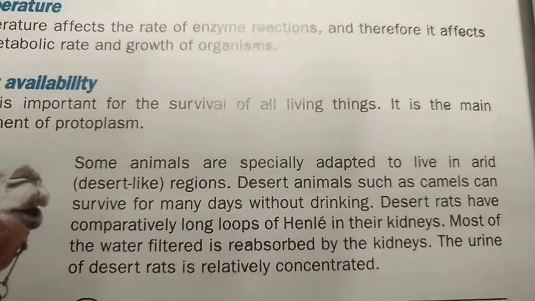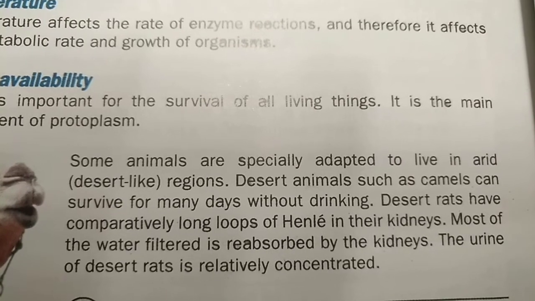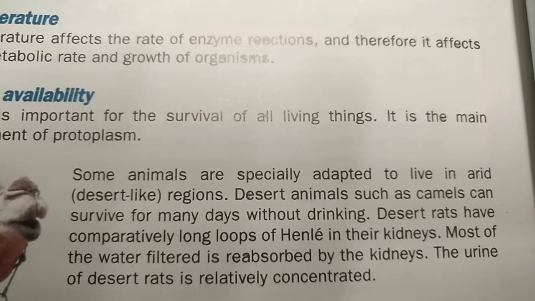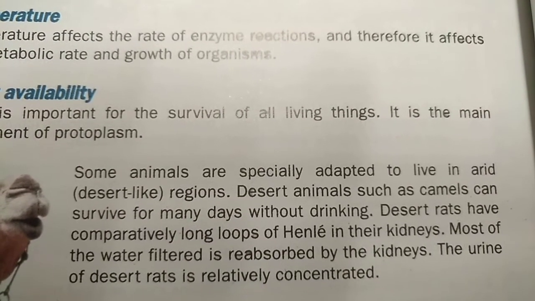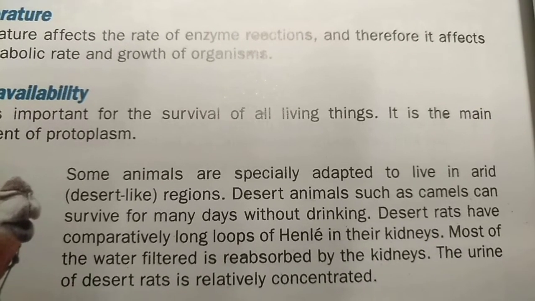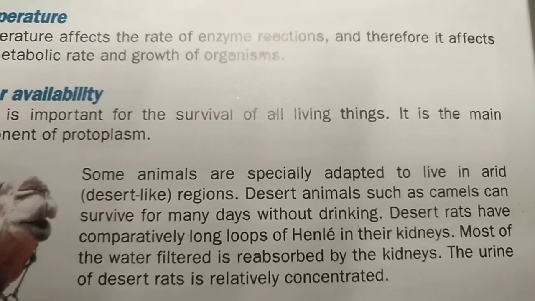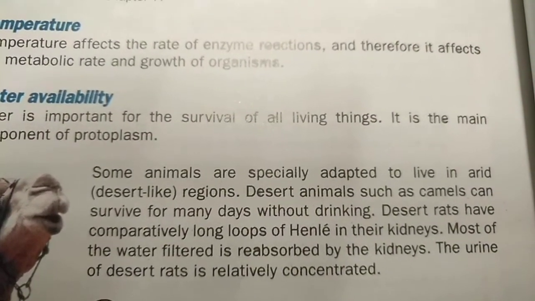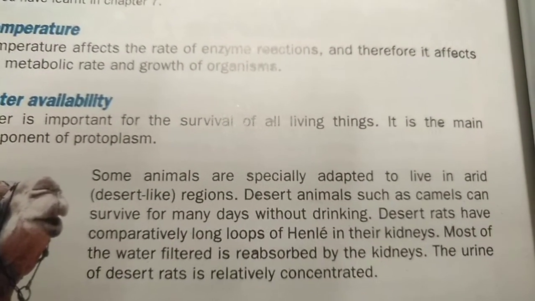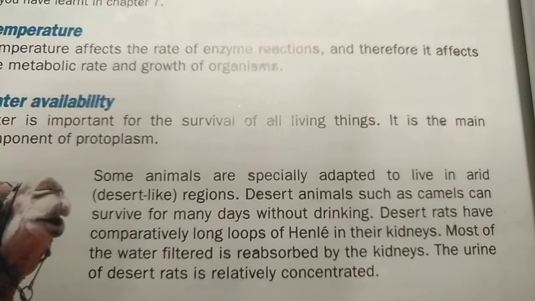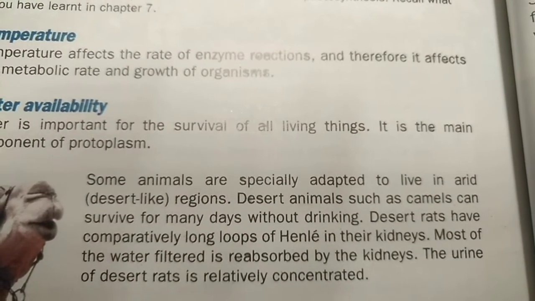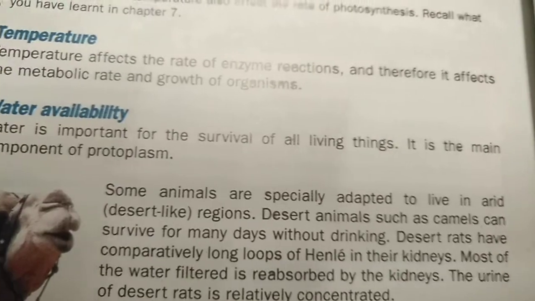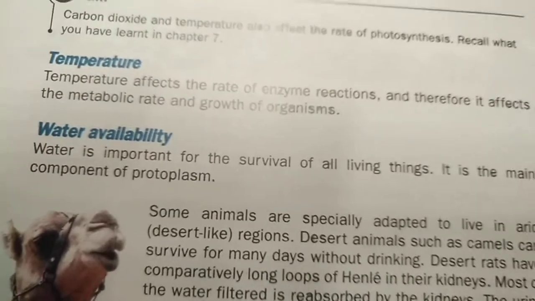Desert rats have comparatively long loops of Henle in their kidneys. Most of the water filtered is reabsorbed by the kidney. The urine of the desert rats is relatively concentrated. So basically, if some animal or a plant is living in a particular environment, for example a desert, they have adapted their bodies in such a way that they can survive in that higher temperature region there.